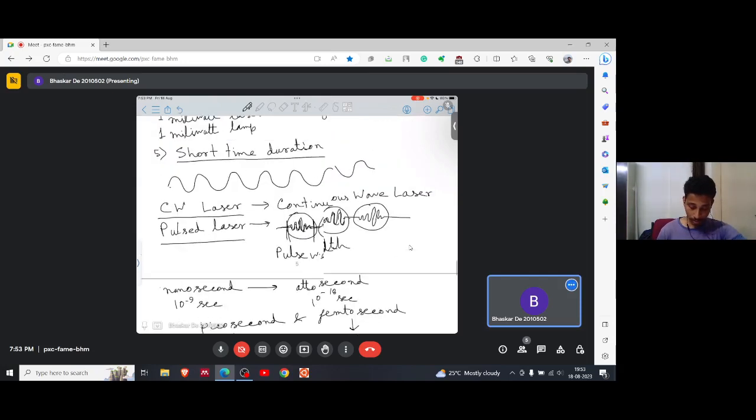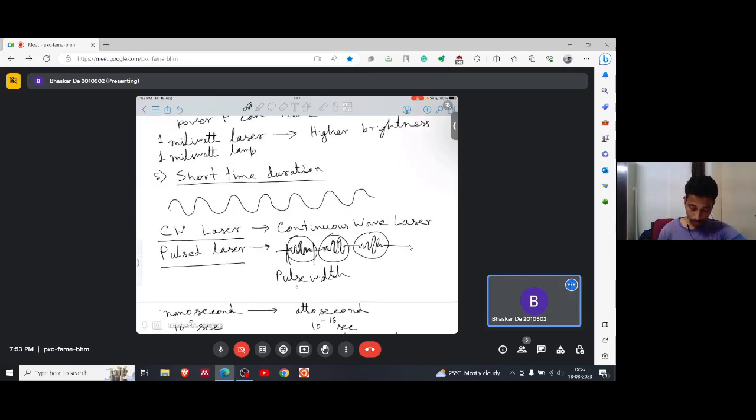This is not a fundamental property. It is specific to only some lasers, but not for every type of laser.